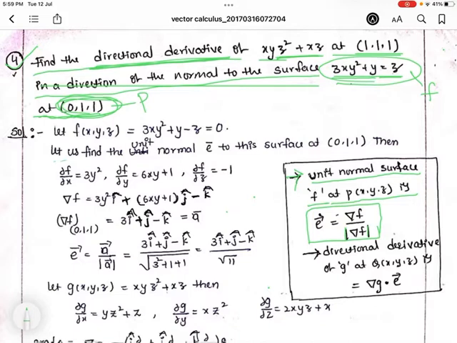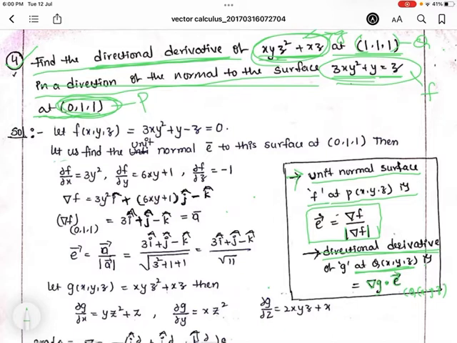And next, finally we have to find the directional derivative. Directional derivative of what? This function, which I am taking as g. And this point 1, 1, 1 I am taking as a point Q. The directional derivative of a function at a point is del g dot vector e at this point Q of x comma y comma z. So this we have to solve.